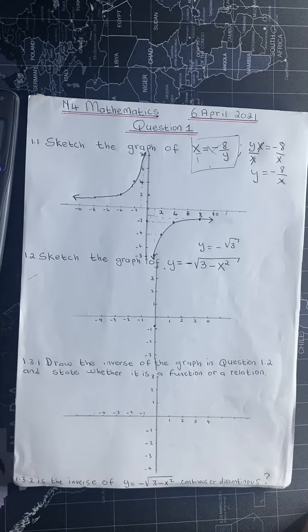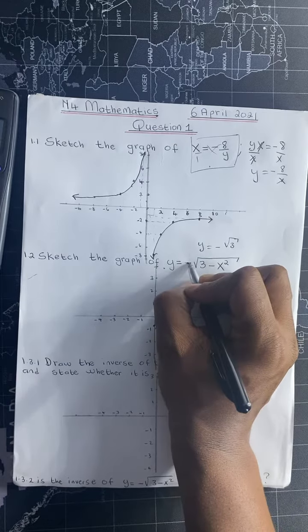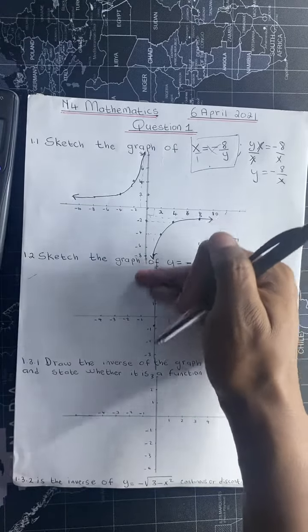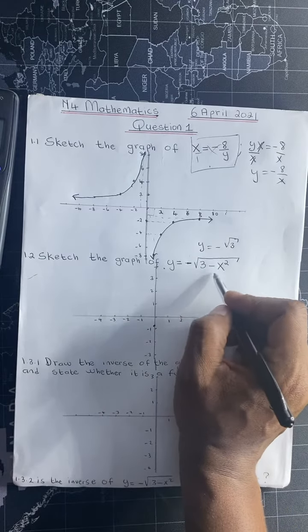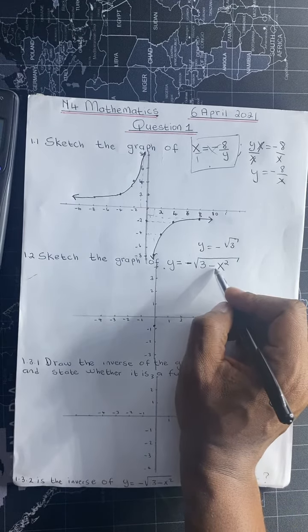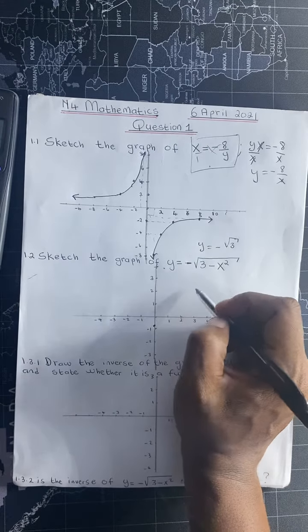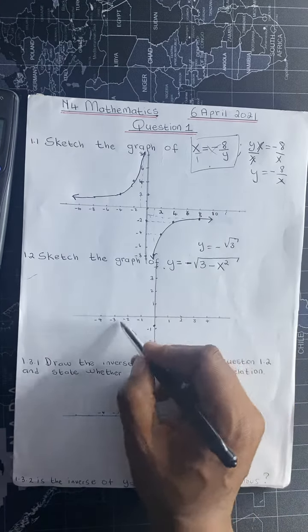So question 1.2, we are required to sketch the graph of y is equal to negative the square root of 3 minus x squared. This is a semicircle. It's not a full circle. If we had plus or minus, this would be a full circle, but because of this negative, it excludes any y values which are positive. Inside this square root, we will only have positive values, and those positive values multiplied by this negative value will always be negative. So this is a semicircle which is on the negative y side.